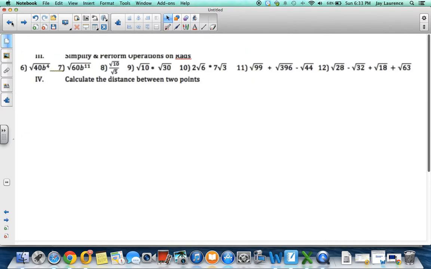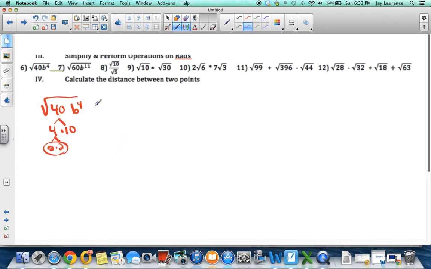All right, where are we at here? Problems number 6 through 12 are the simplifying rads. So I'm going to take number 6 here, 40b to the 4th. And I'm looking for the largest perfect square that goes into 40, and I believe it's going to be 4. Okay, 4 splits up into 2 times 2, so the 2's leave the house and go out on a date. Okay, now there's a 10 left alone at home. I could break 10 down, but I don't get any dates because I don't get any perfect square factors.